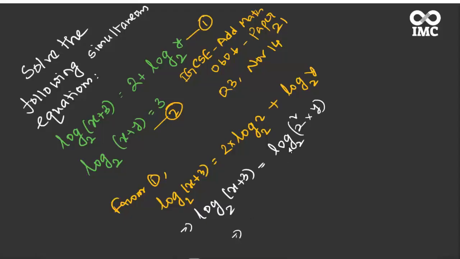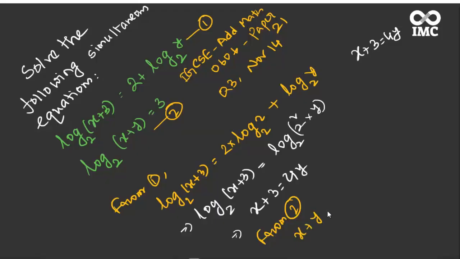Now if I cancel log base 2 from both sides, we will get x plus 3 equal to 2 squared, that means 4y. So this is the first equation, equation number 3: x plus 3 equal to 4y. From equation 2, we can see that log base 2 of (x plus y) equals 3, so we can write x plus y equal to 2 cubed, or 8. Now this line can be written here: x plus y equal to 8.